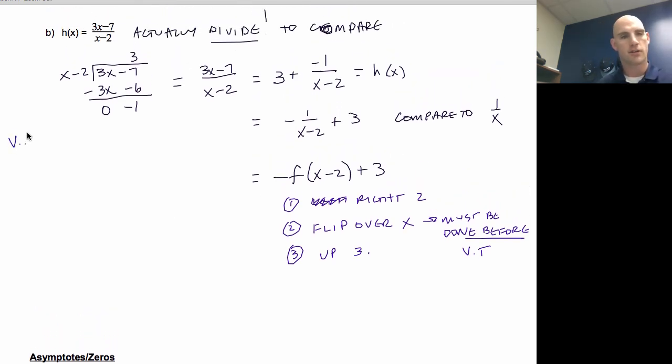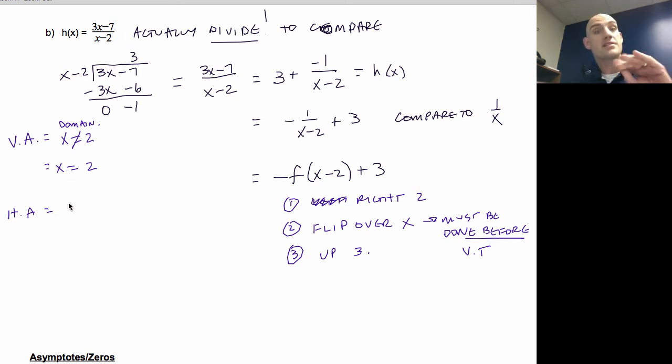My vertical asymptotes. What is not going to work for my domain? Well, x can't be equal to 2, so this is domain. X can't be equal to 2, so there's a vertical asymptote at x equals 2. Horizontal asymptotes. Where are my horizontal asymptotes? Well, my degrees are the same, so the bottom equals the top, so it's a constant of 3 over 1. My coefficients right there, and so y equals 3 is a horizontal asymptote.